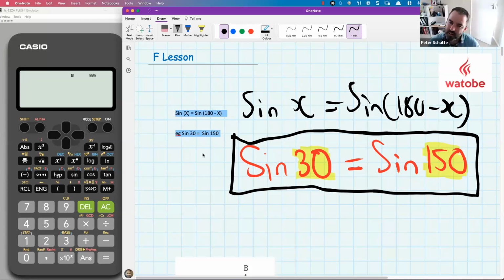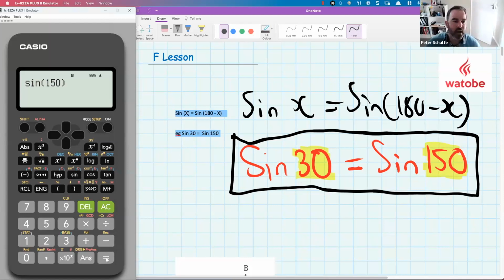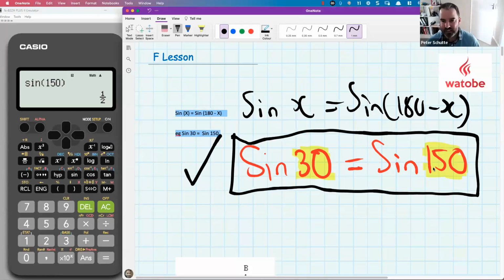Just to prove that this is true, I'm going to go to my calculator. What is the sine of 30 equal to? The sine of 30 is a half. And if I then type the sine of 150, I also get a half. So if you understand that the sine of 30 is the same as the sine of 150, based on what you saw on the calculator, give me a thumbs up. If you're feeling a bit lost about why sine of 30 equals sine of 150, give me a thumbs down.